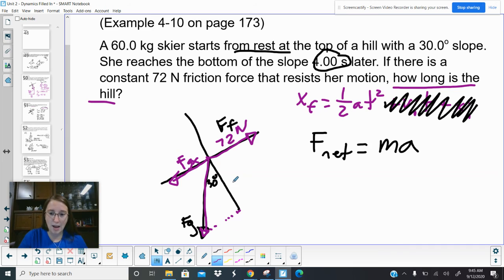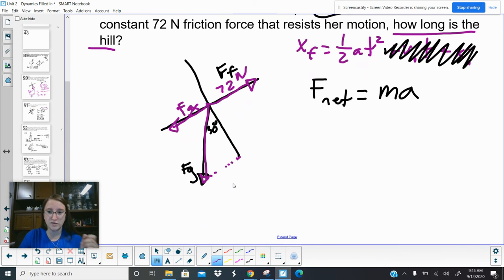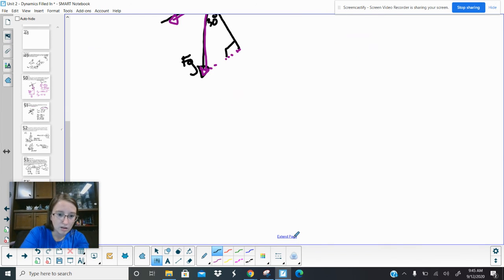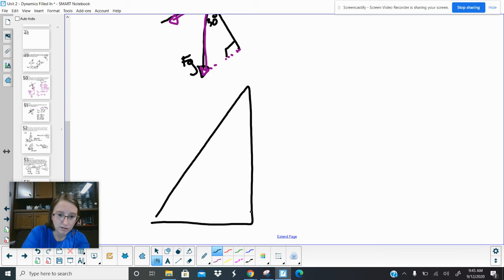Okay, let's check. So I'm going to find the x direction of gravity, because in order to find the net force, I've got these two forces acting against each other. I need to know the x direction. So let's pull off our triangle. Here's my right angle. I've got force of gravity as my hypotenuse. I've got 30 degrees. I'm trying to find the x component.